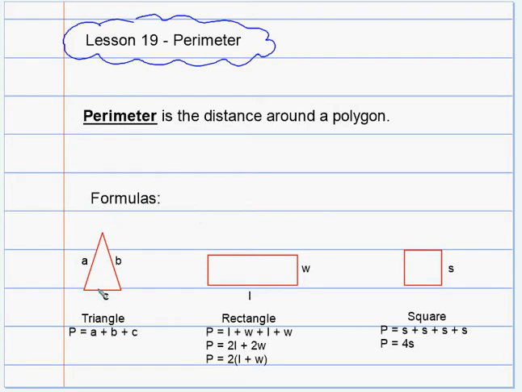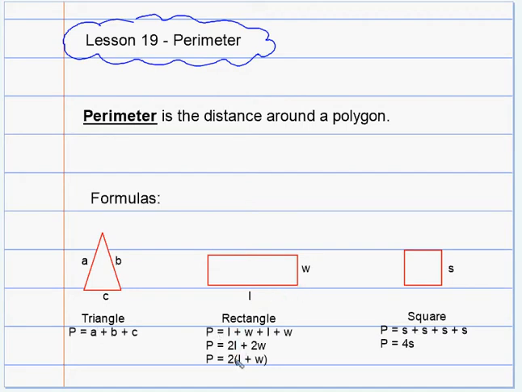Formulas that you need to know. For a triangle with sides A, B, and C, P stands for perimeter. So P equals A plus B plus C. So that's just taking the perimeter equals, add up the three sides. Okay? In a rectangle, we use L and W to represent the length and the width.